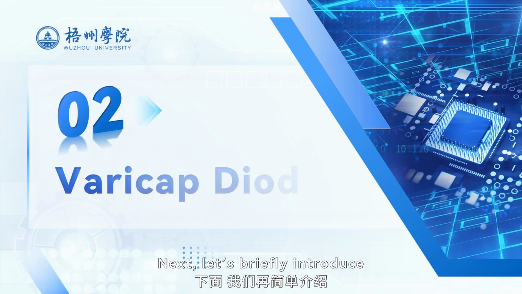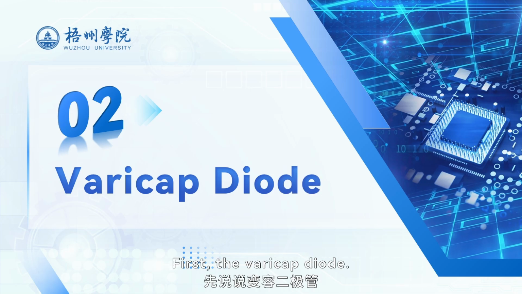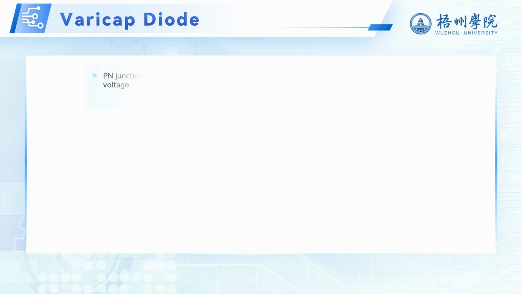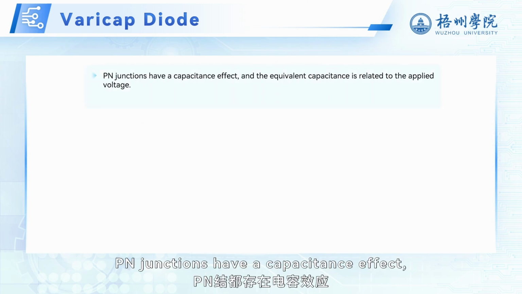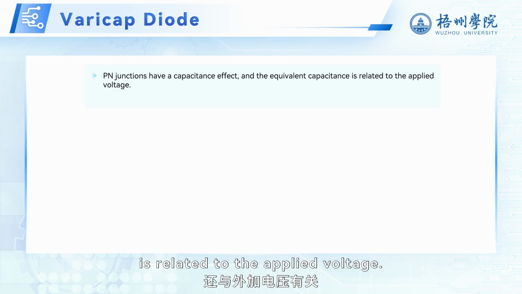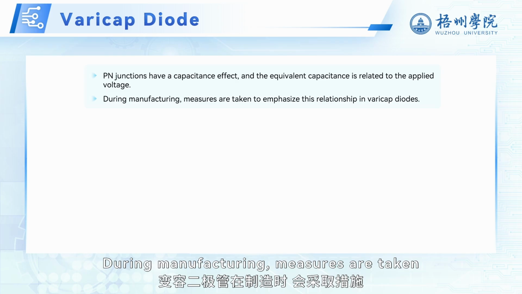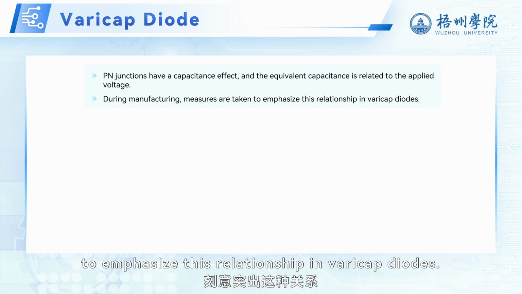Next, let's briefly introduce the other types of special diodes. First, the varicap diode. We already know that PN junctions have a capacitance effect, and the equivalent capacitance is related to the applied voltage. During manufacturing, measures are taken to emphasize this relationship in varicap diodes.